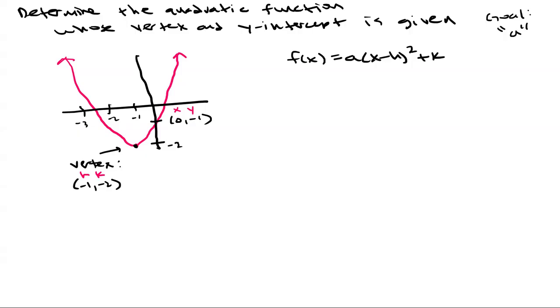And then we plug everything in. So remember, another way to say f of x is y. And then we just plug in all the information. So y in this case is negative 1. A, I don't know, that's what we're looking for. x is 0, minus h is negative 1, squared. And then plus k is negative 2. So again, they give us all the information. We just need to plug it into the vertex form and find A.